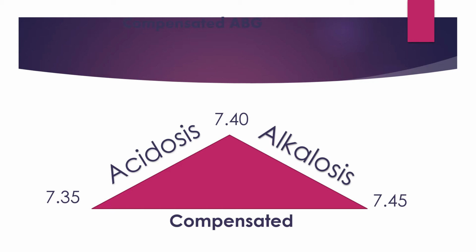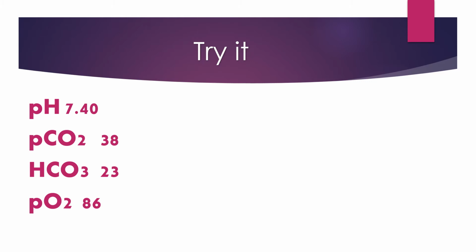This triangle is super important to memorize. Anything between 7.35 and 7.4 is considered normal, yet it's an acidosis. And 7.40 to 7.45 is an alkalosis. So anything in this triangle is compensated, yet you have to know the other numbers to know if it's an alkalosis or an acidosis. Even though it's compensated, it's still going to have a disturbance. We tried this in class, and those are all normal. So this is a normal ABG.